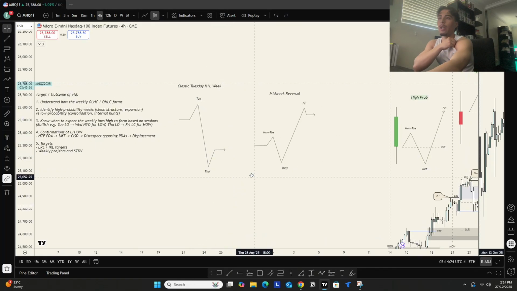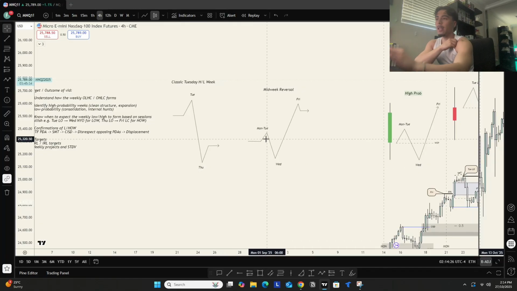Now, on a similar setup here for this bullish example, typically on a midweek reversal type of profile, you'll see Monday and Tuesday accumulate in a consolidation range, and then Wednesday will deviate that range, so we'll manipulate lower, forming a low of week, and then trading into Friday this time. So typically, if Tuesday is that low or high, we'll trade into Thursday, and if Wednesday is that low, we'll typically trade into the Friday.